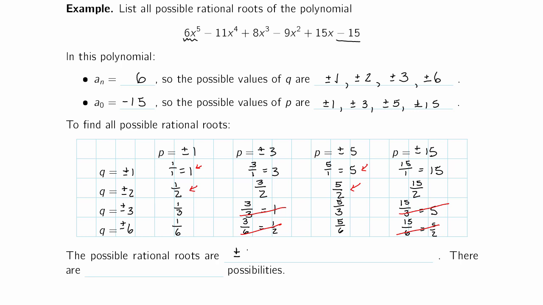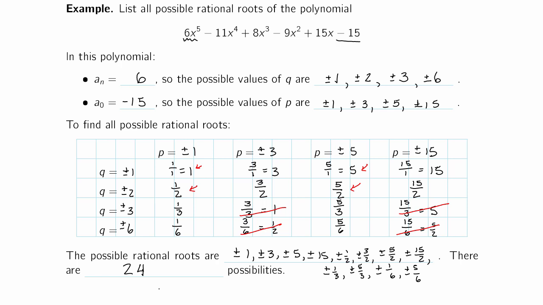Because we have positive or negative 1, positive or negative 3, positive or negative 5, positive or negative 15, positive or negative 1/2, 3/2, 5/2, 15/2, 1/3, 5/3, 1/6, and 5/6. So we listed 1, 2, 3, 4, 5, 6, 7, 8, 9, 10, 11, 12 numbers, but we have the positive and the negative version of each of those. So there are actually 24 possibilities. Now, 24 possibilities seems like a lot, but we've now narrowed it down from all of the rational numbers, every possible fraction we could write, to just 24 rational numbers.